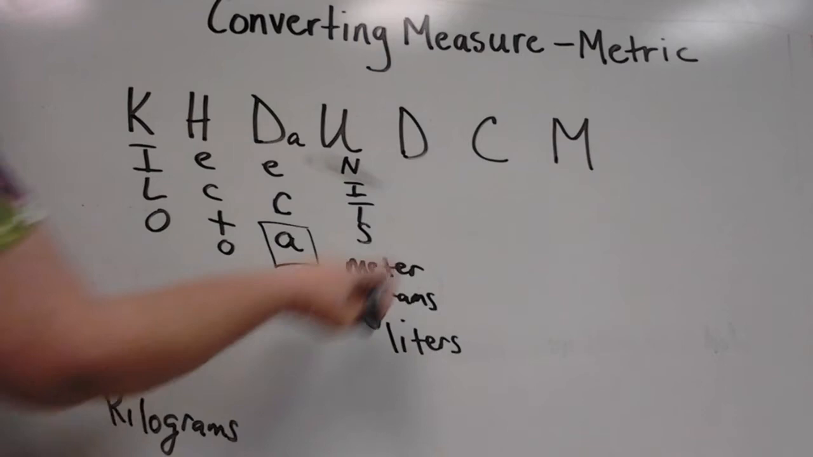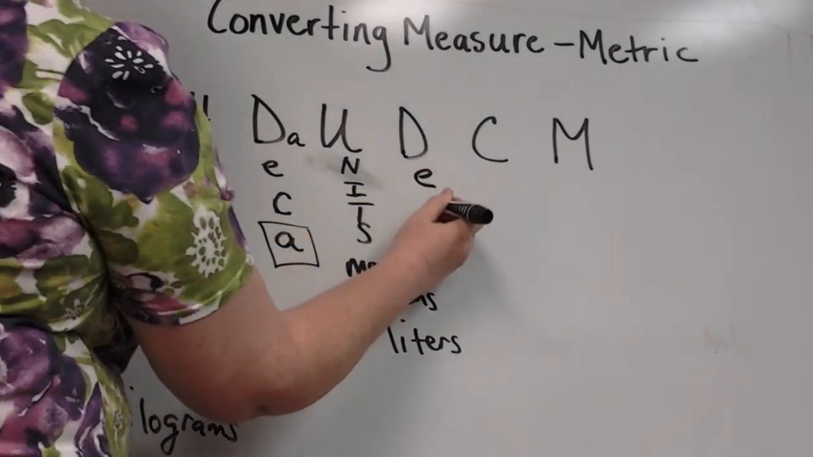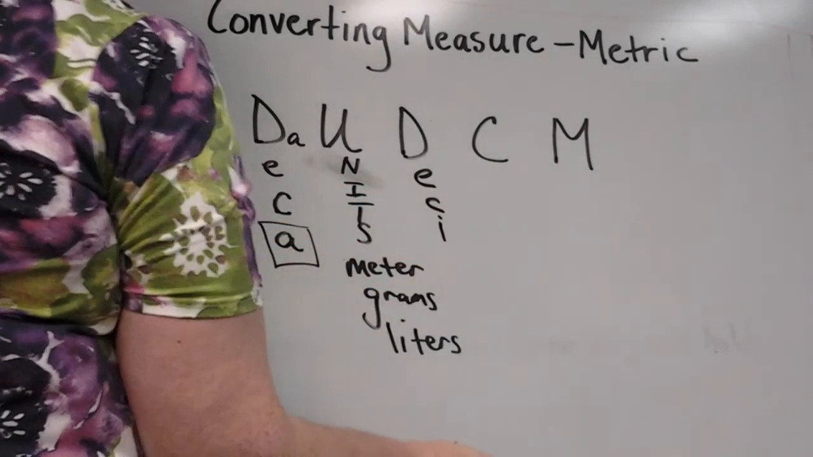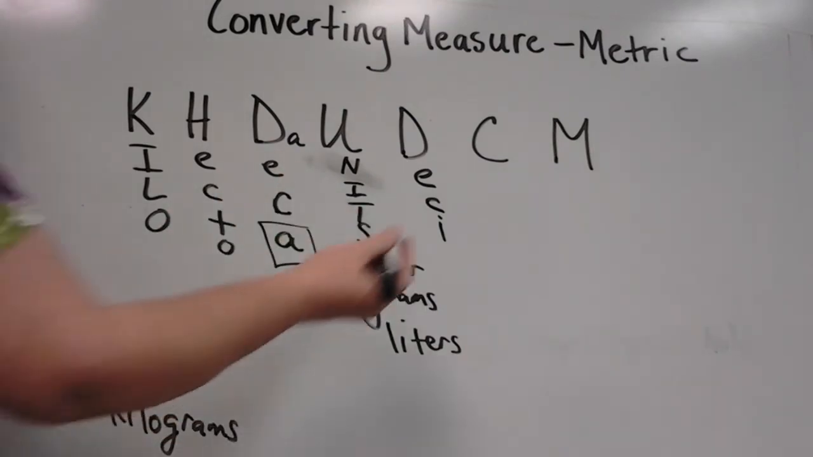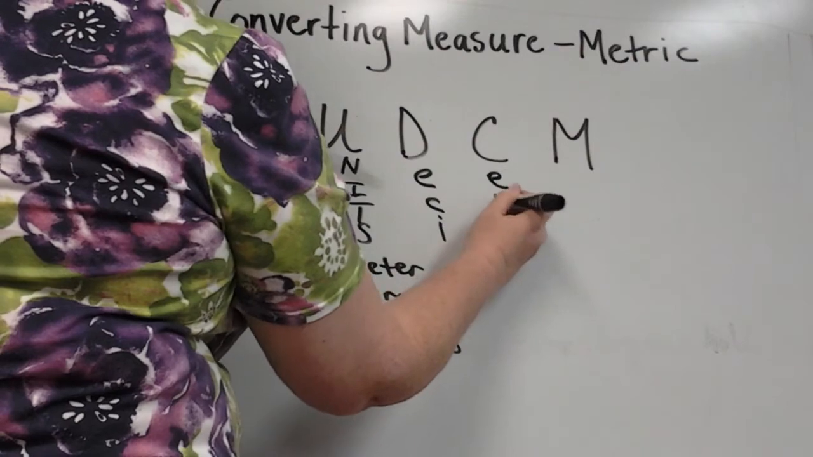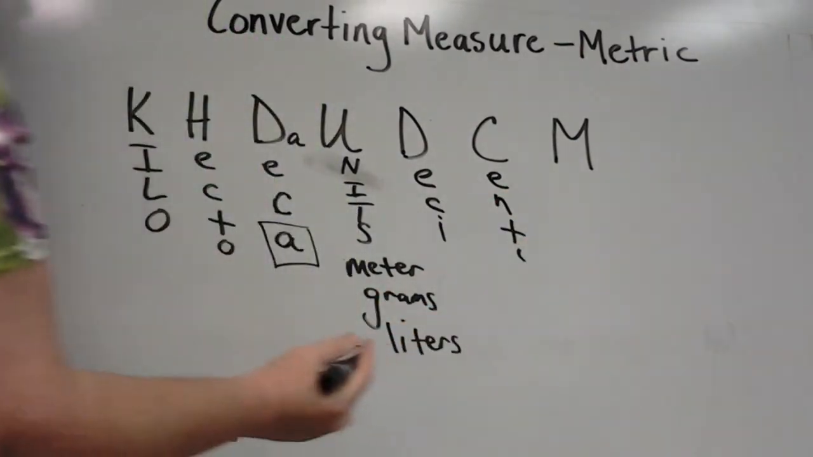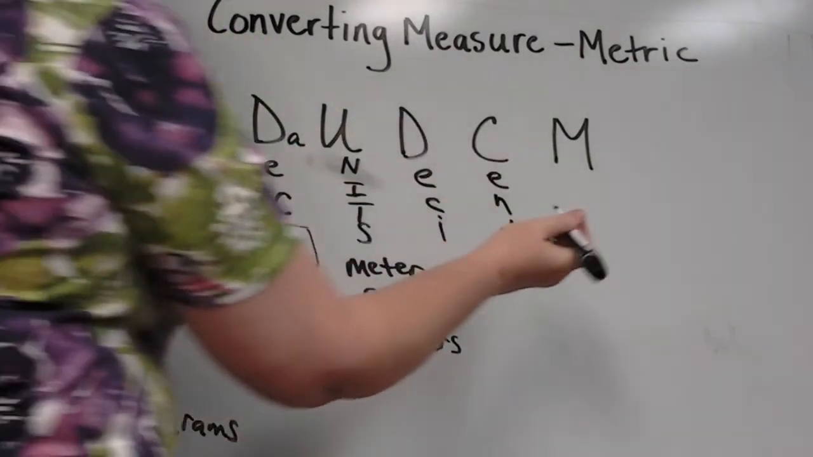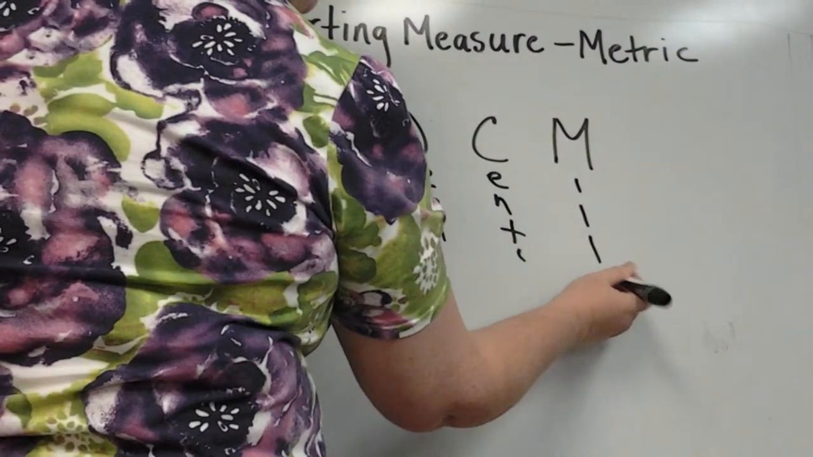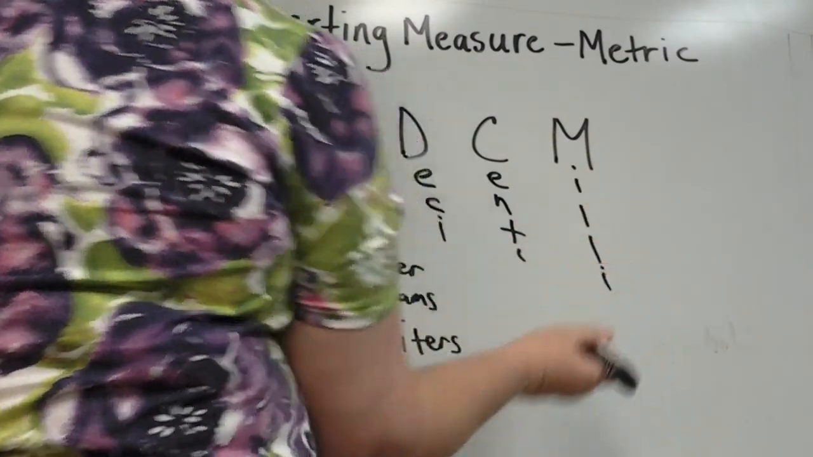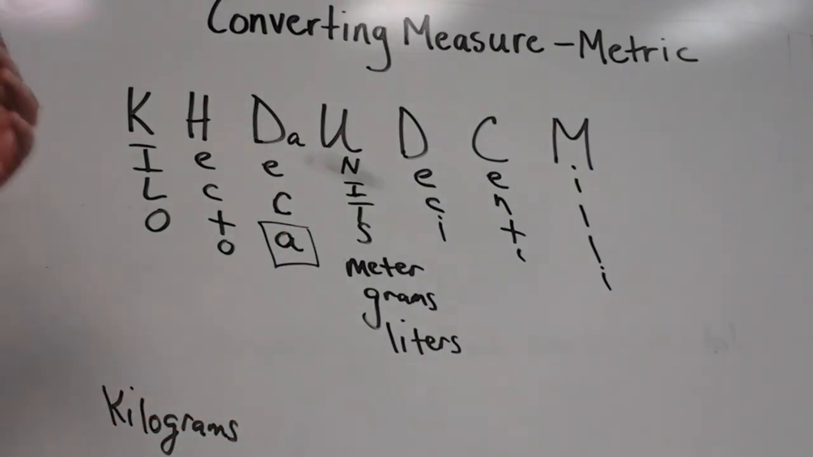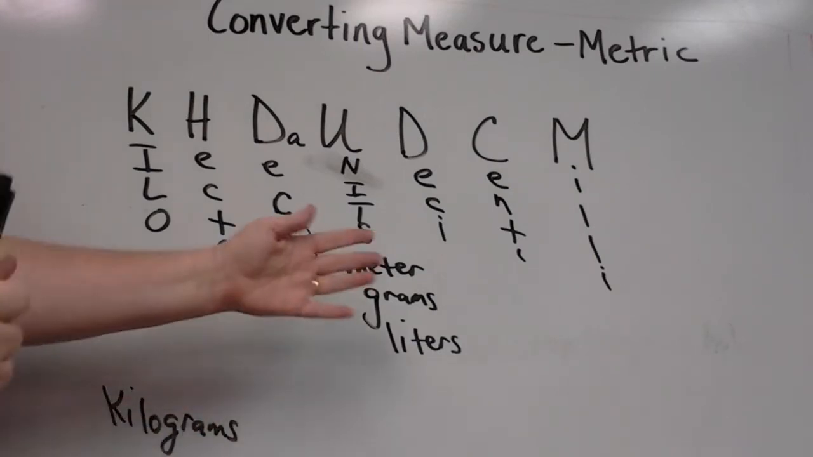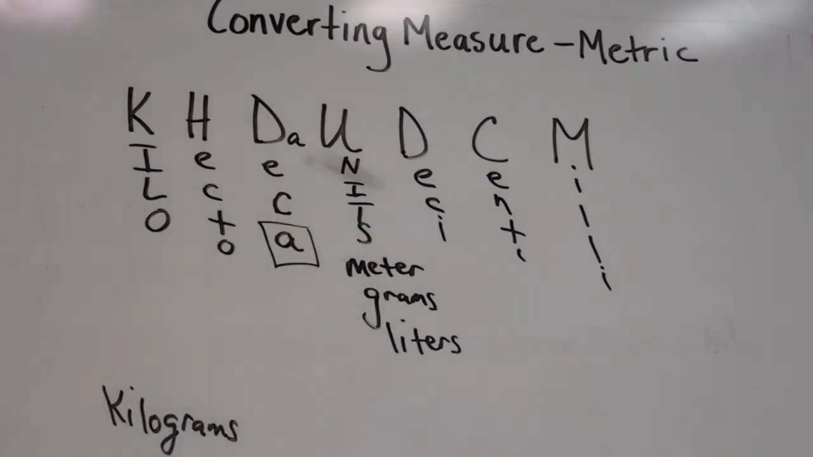Okay. This D stands for deci. Okay? And it's like 1/10. This stands for centi. And it's 1/100th. And this stands for milli, which means 1/1000th. Okay? Now, let me show you a really cool, magical, wonderful shortcut so that you can do this easily.